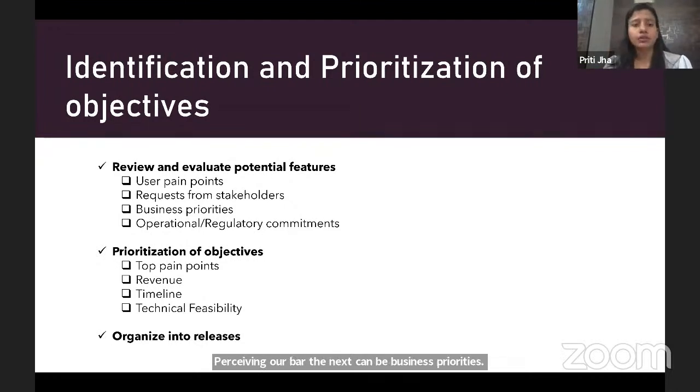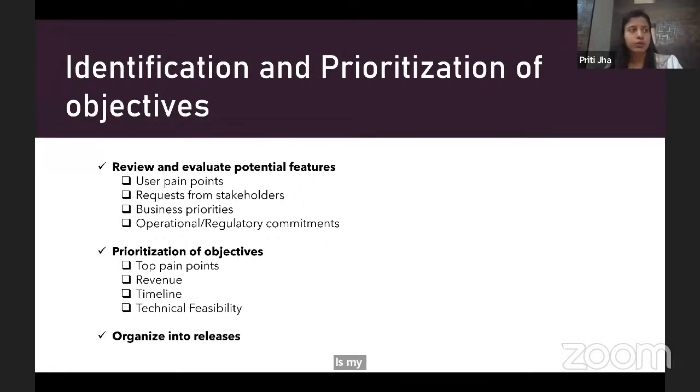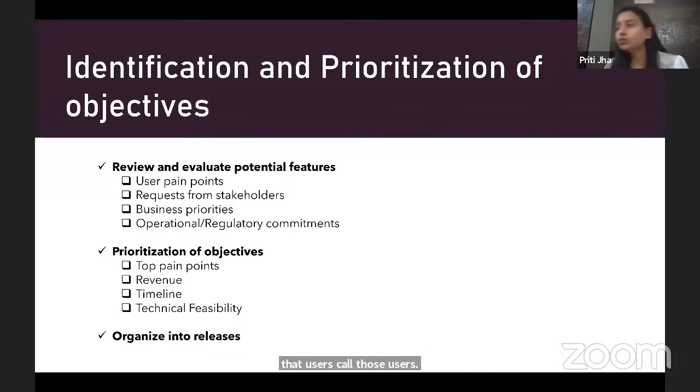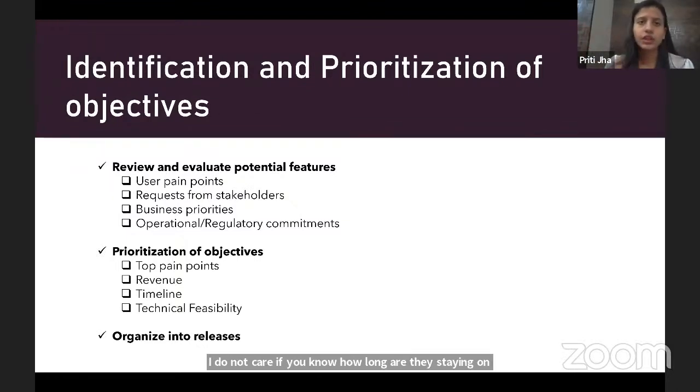Now, when I say business priorities, what I mean to say is my business is at a level wherein I just want to grow, and I want to have more and more users using my product. I do not care if I'm monetizing all of those users. I do not care how long they are staying on my platform. I just need to get more users onboarded to my platform. That can be one of the business priorities.